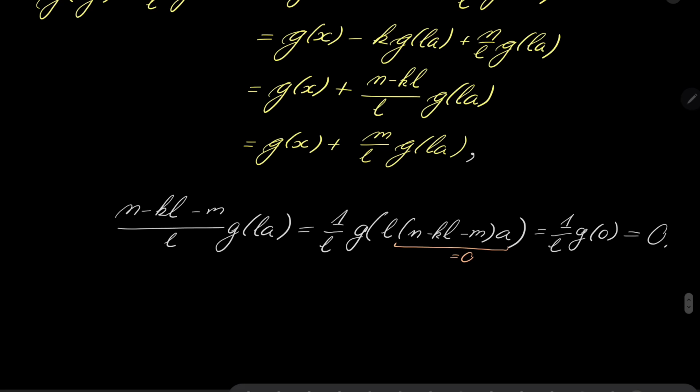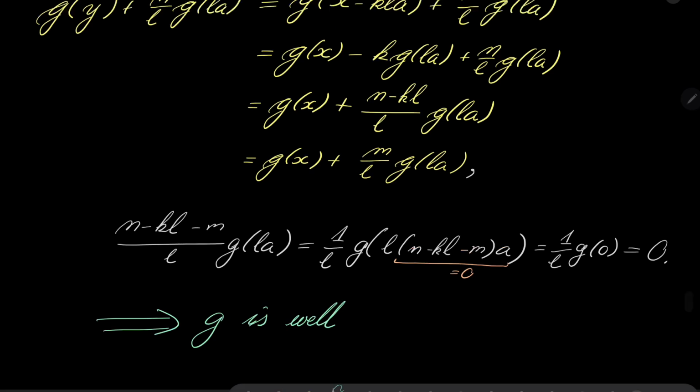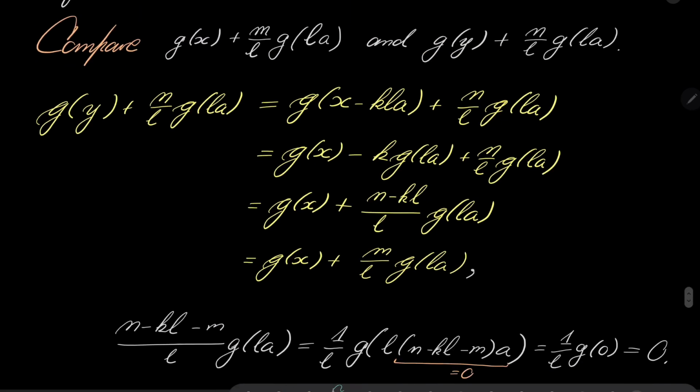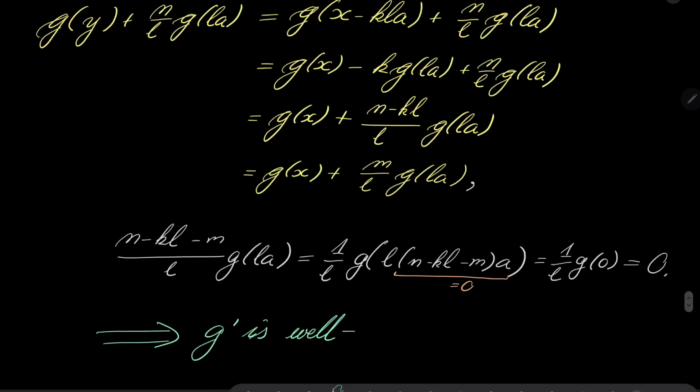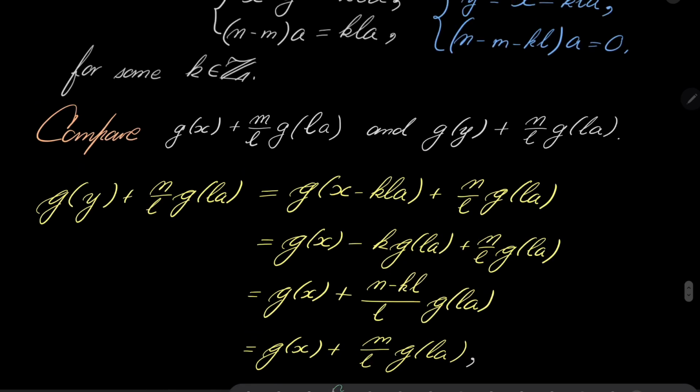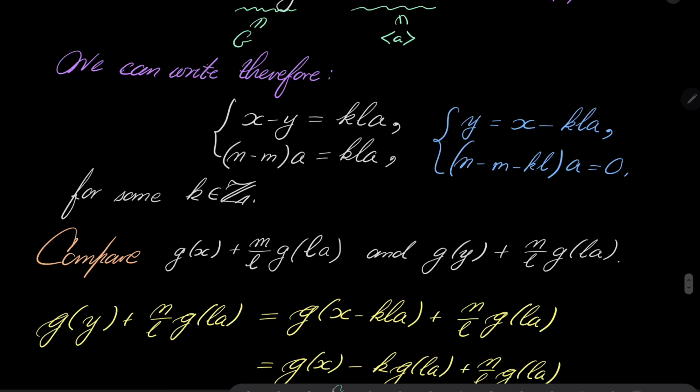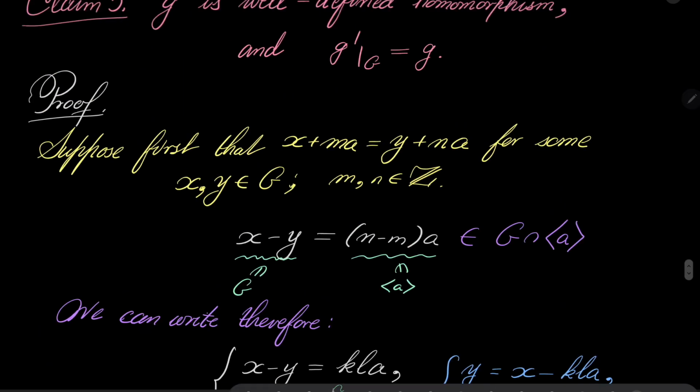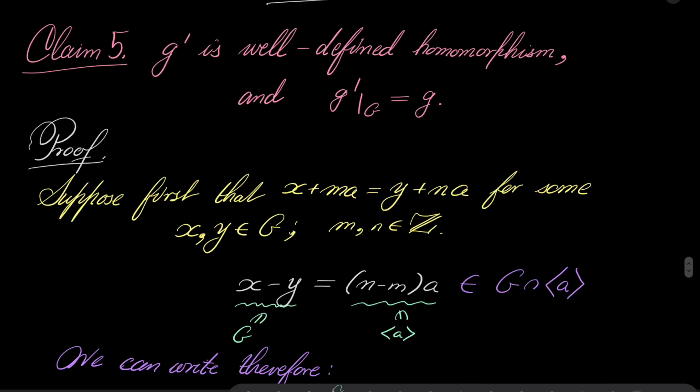All right, maybe let's write it. All of that implies that g prime is well-defined. Yes, it is. All right, but is it a homomorphism?